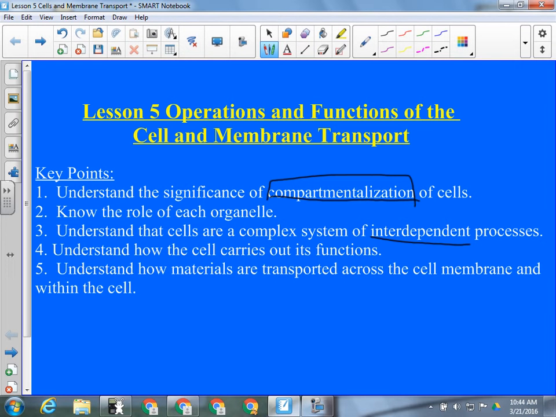Okay? And understand how the cell carries out its functions. In other words, cell theory point number 2. Okay, cells carry out the basic functions of the organism. And number 5, understand how materials are transported across the cell membrane and within the cell.